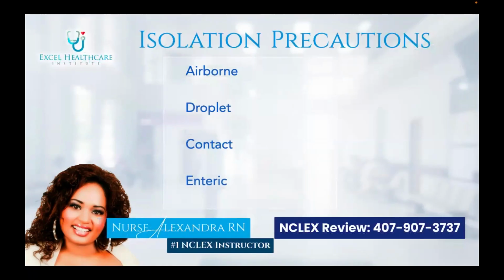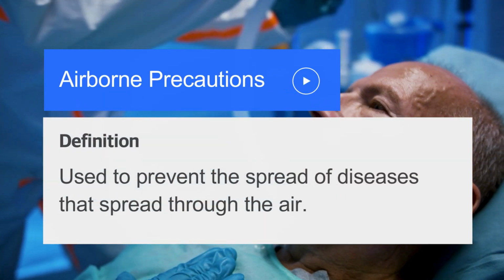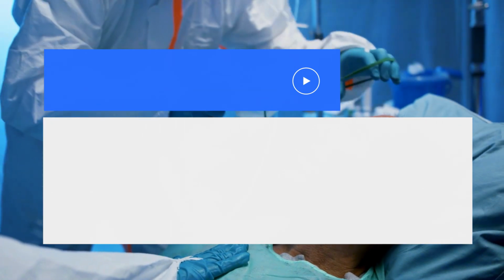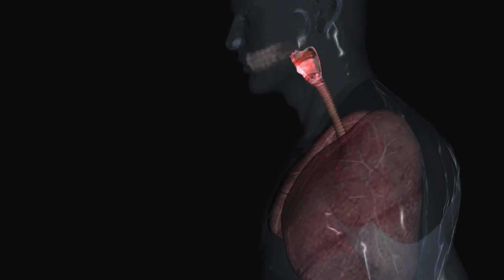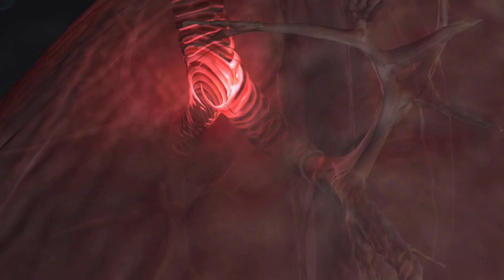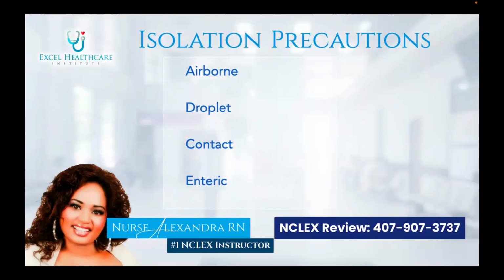So in this slide, we're talking about the different types of isolation precautions. You have airborne, droplet, contact, and enteric. When a disease requires airborne precaution, that means that disease is spread through the air. That means if you breathe the same air as an individual who's infected with these diseases, you are at risk for getting that infection.